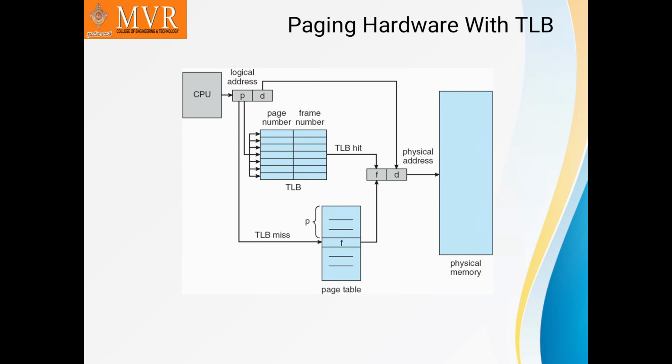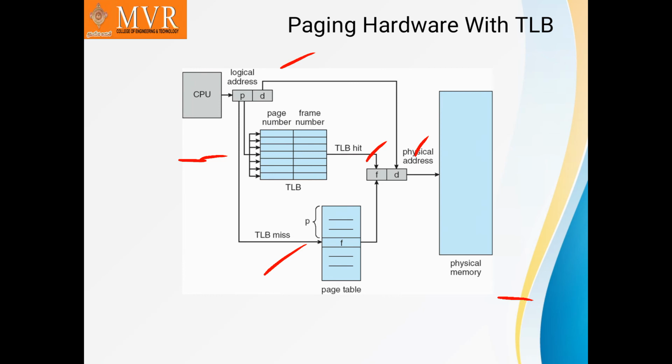See here, this is the paging hardware with TLB, the translation lookaside buffer. Here we can check the ratio, that is the miss ratio and hit ratio. The CPU gives the logical address, and there is the physical address and physical memory. In the logical address, the page number and d is the offset. What I said, d means offset.